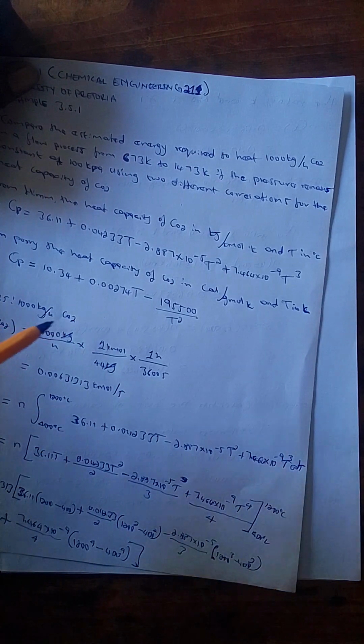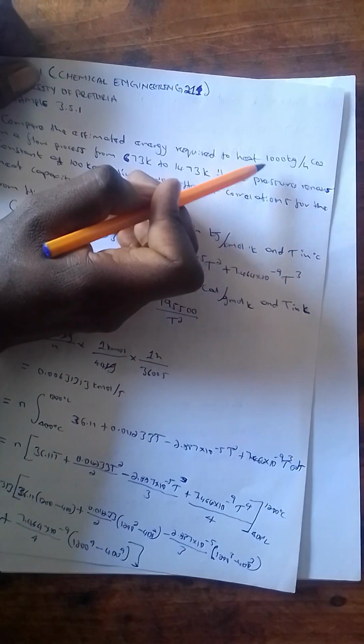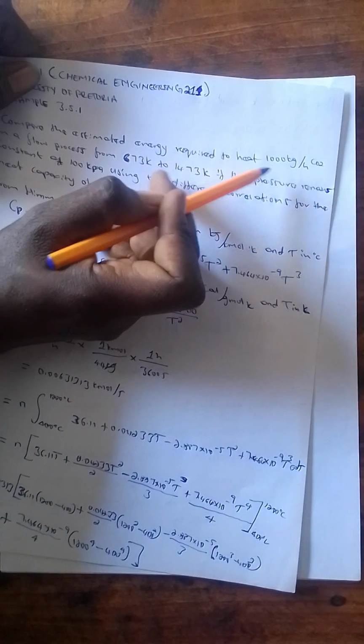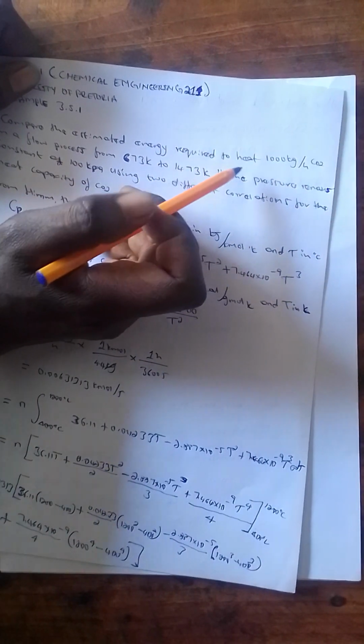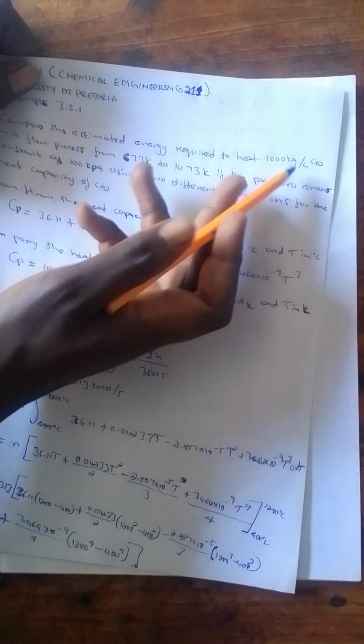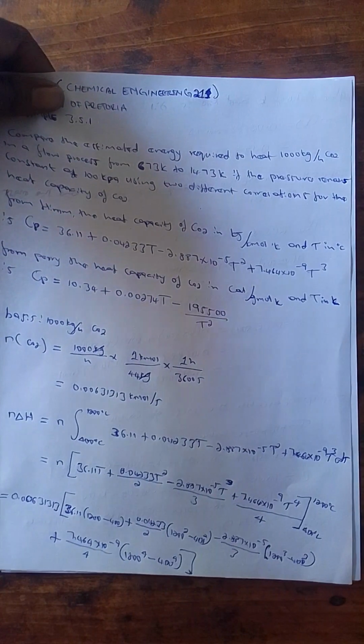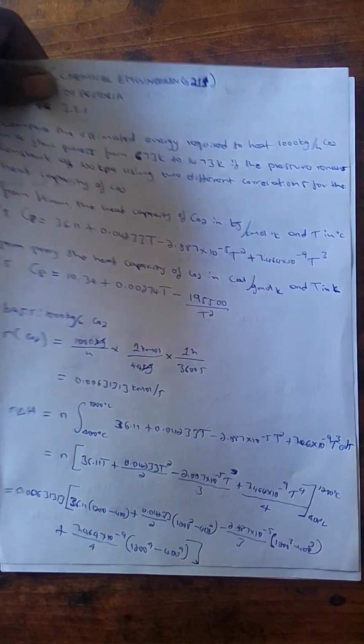However, the second comes from a position where we're given our basis as 1000 kilograms per hour, right? So if there wasn't an hour here, we're going to have a final answer of kilojoules. But then our CO2 is actually given as 1000 kilograms per hour. So there's a time factor that we also need to consider. So this is basically their change in energy.